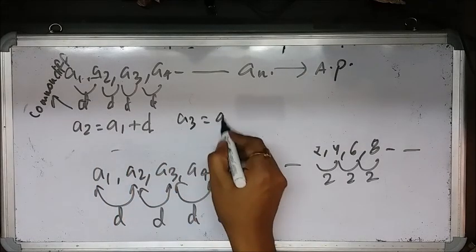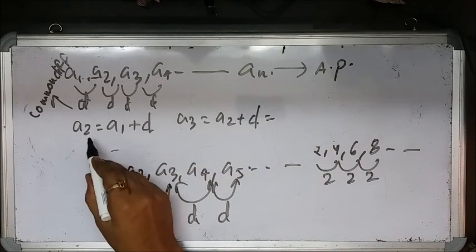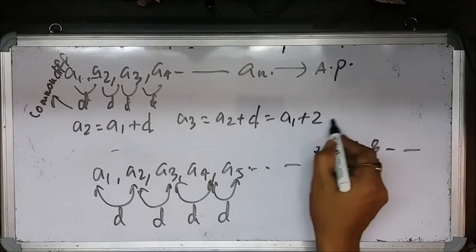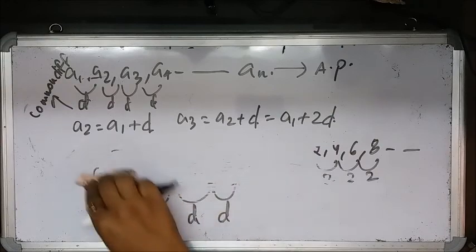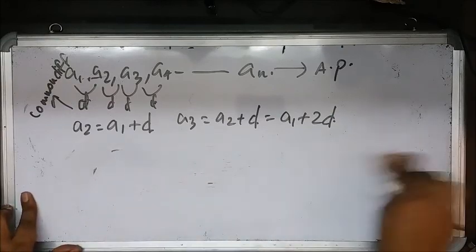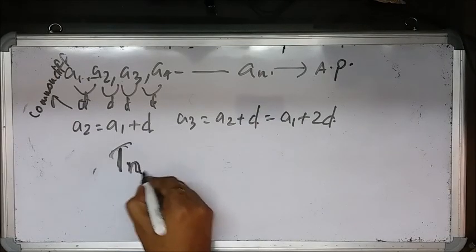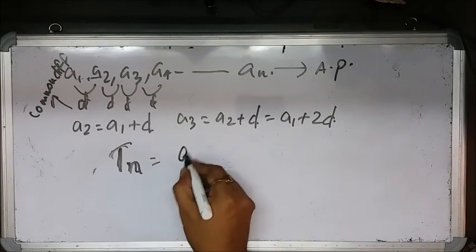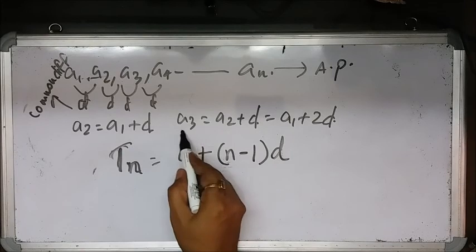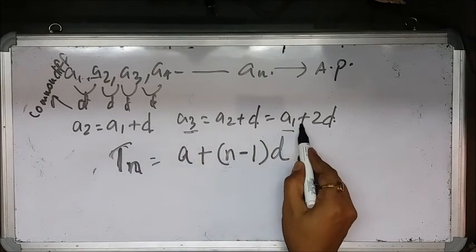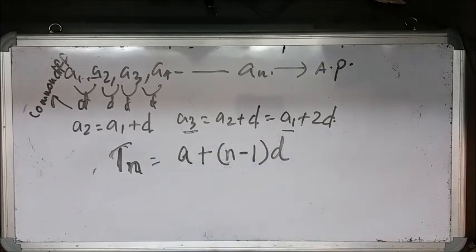Similarly, A3 will be equal to A2 plus D. A3 can also be written as, if we replace A2 from here, A1 plus 2D. So if you extend this further, you can say that the nth term of an AP can be given as A plus (n minus 1)D. See, the nth term is given as the first term plus n minus 1, where n is the term that you want to find out, times D.